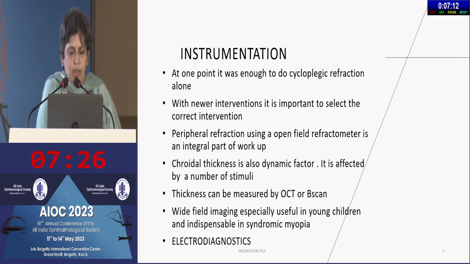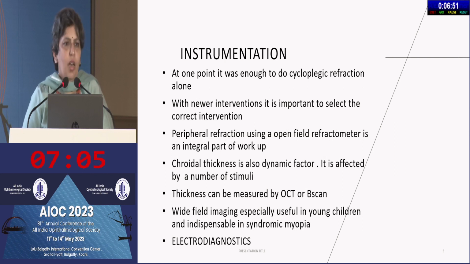Thickness can be measured either with OCT or with a B scan. Wide field imaging is especially useful in younger children and indispensable if you are looking at a syndromic or very high myopia. And electrodiagnostics, of course, wherever indicated. Electrodiagnostics are indicated if vision is not improving despite wearing glasses, if close members of the family have a syndromic loss of vision, if there is a history of consanguinity, or if there is presence of nystagmus. In all these situations electrodiagnostics become indispensable.